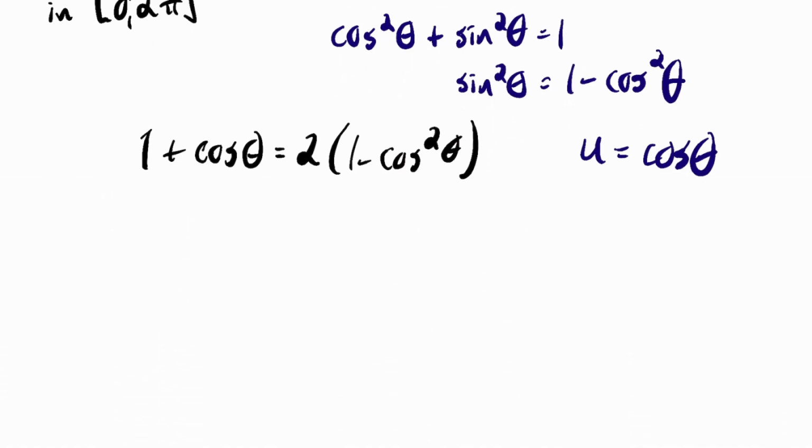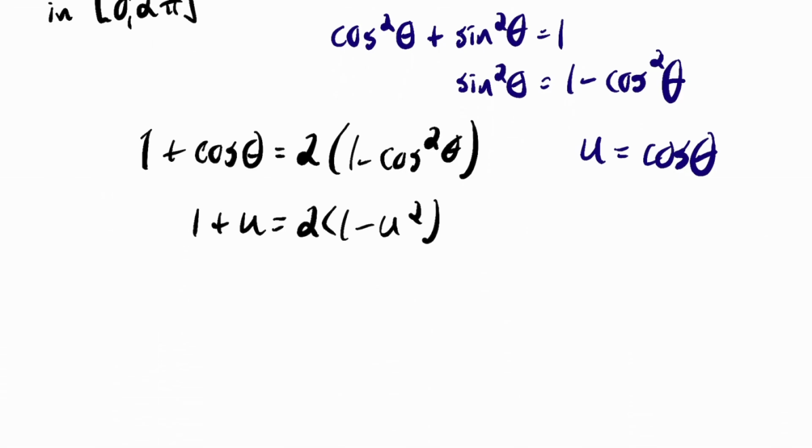So I'm going to make this replacement. This cosine theta will, of course, become u. And this cosine squared theta, that will become u squared. So this equals 1 plus u equals, that's not a very good u, looks like a 4. Let's fix that. 1 plus u equals 2 times 1 minus u squared. And this might be starting to look more manageable and recognizable.